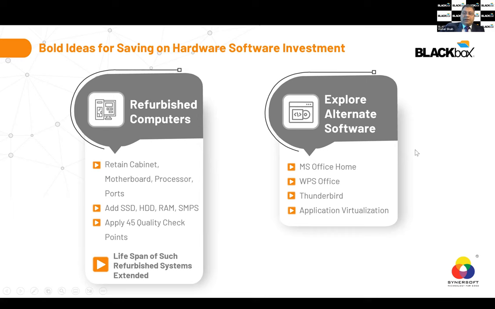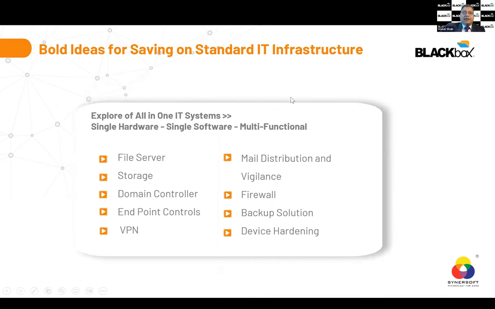Now we will see the next idea, how we can save the cost on standard IT infrastructure. So normally, what do we mean by standard IT infrastructure? When we want to standardize any IT infrastructure, we invest in different components of IT. Like we have a file server to centralize the data. We have storage to save the data, file data, I'm saying. Then we have a domain controller and Active Directory to have organizational policies, IT policies on the users. Then we have endpoint controllers for controlling USB and making sure that the organization's IT policies are enforced. Then we use VPN for remote access.